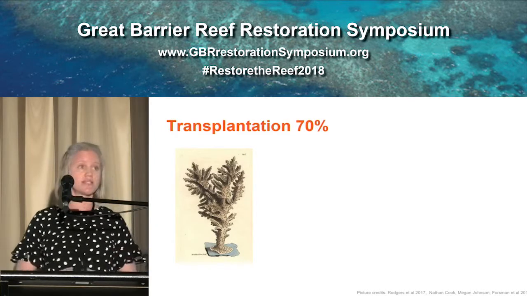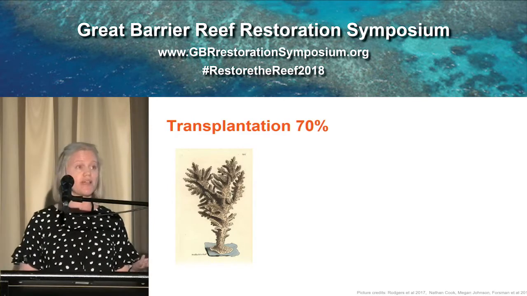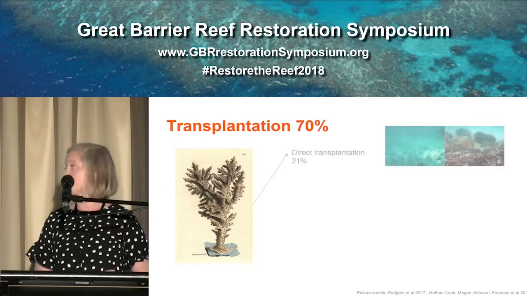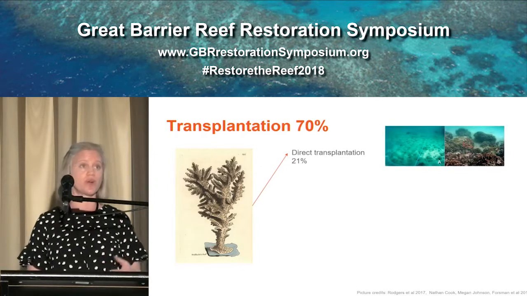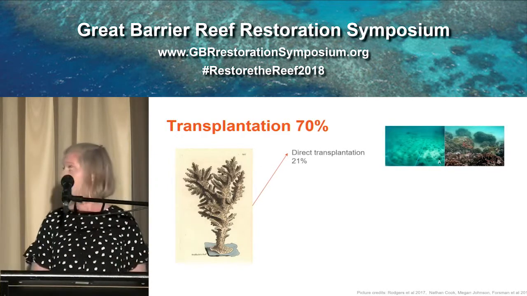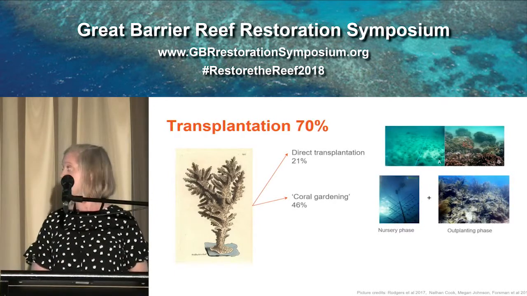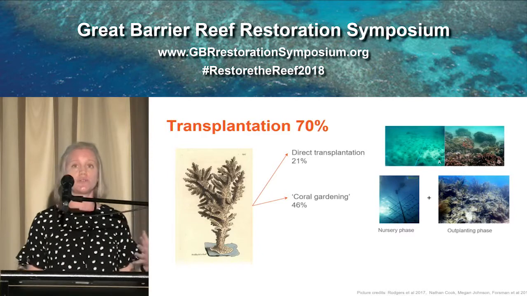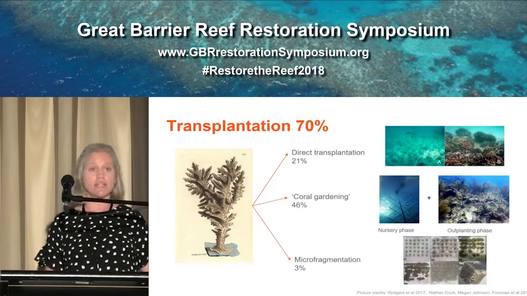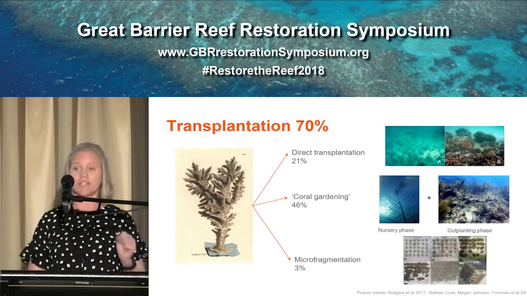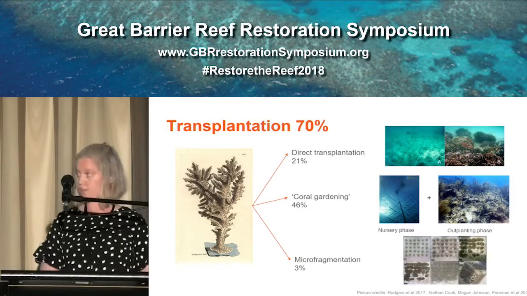And so transplantation studies, we've grouped all studies that move corals in one way or another. And there's a few different variations on this. So we have direct transplantation, which is where you move a coral from a donor reef to a recipient reef. We have coral gardening, or asexual propagation, which is where you introduce an intermediate nursery phase. And we have microfragmentation studies where you use tiny, tiny fragments of corals and rear them in intermediate nursery phases.